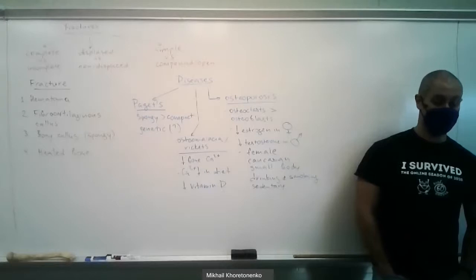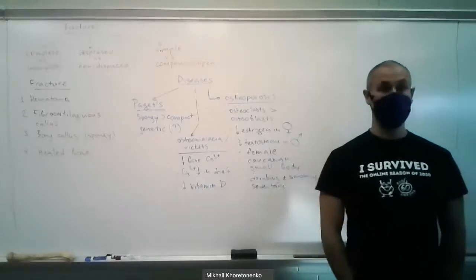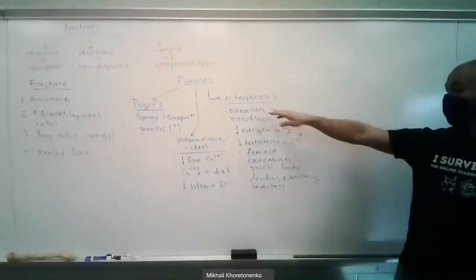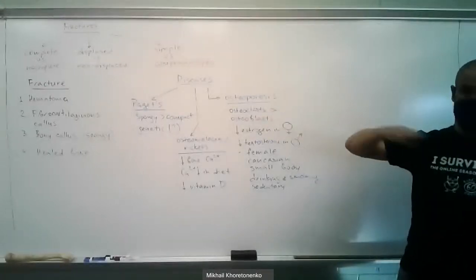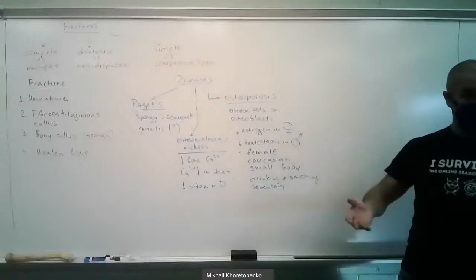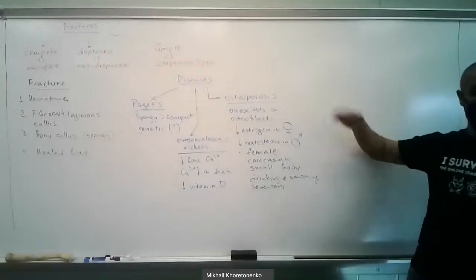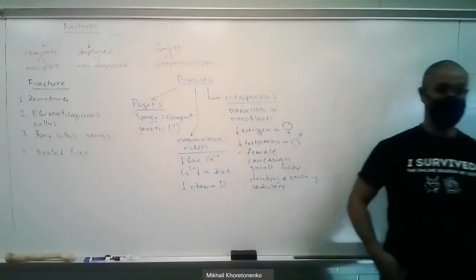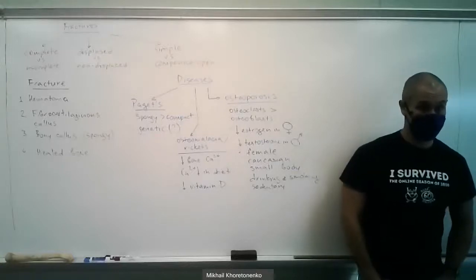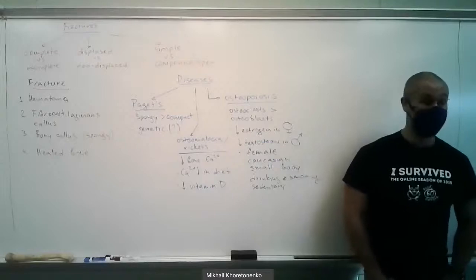There are a couple of drugs, bisphosphonate drugs and denosumab, that either reduce the activity of osteoclasts or just destroy them, which is not great, but it helps to offset the detrimental effects. Okay, does that make sense? The best way is not to treat but to prevent.